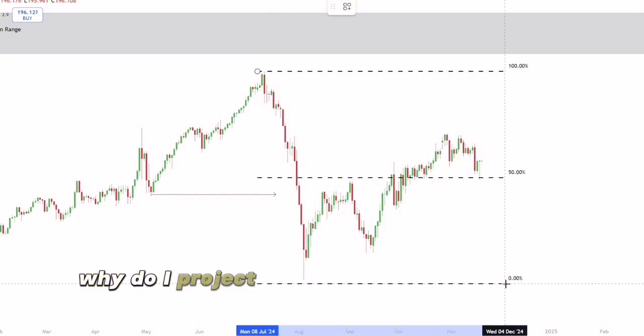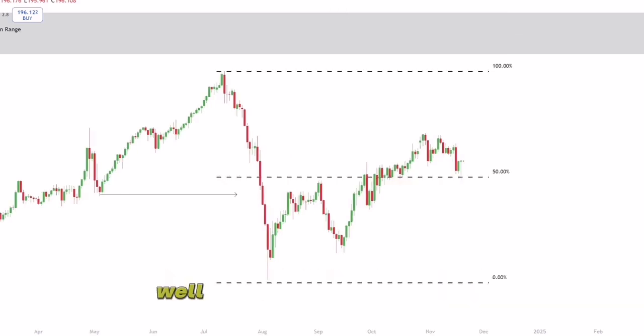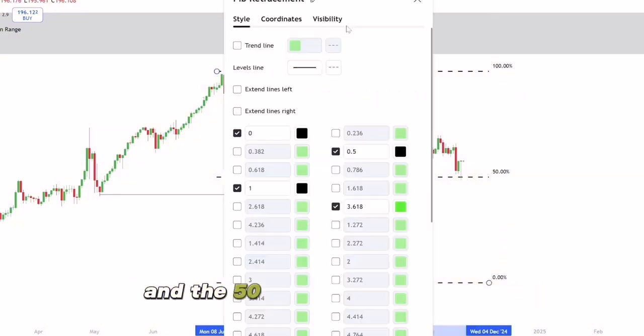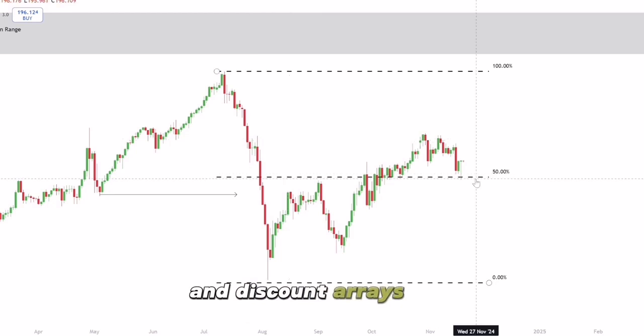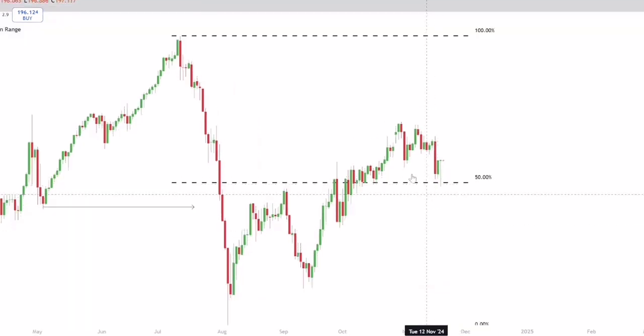Now, why do I project the Fibonacci tool the way that I do? Well, these are the Fib settings. It's no secret what numbers are on the chart. You're only going to need these three numbers, and the 50 is the most important because this gives you your premium and discount arrays. Now, let's understand, right?